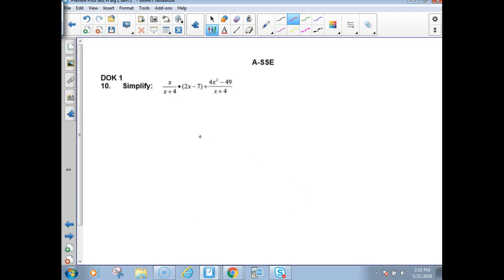Okay, simplify. I'm going to rewrite because I need to factor the third piece. You can put 2x minus 7 over 1. And then I have to change division to multiply by the reciprocal. Flip that fraction over. And then I'm going to factor the numerator, which is now the denominator. That would be 2x minus 7 times 2x plus 7. It's the difference of squares.